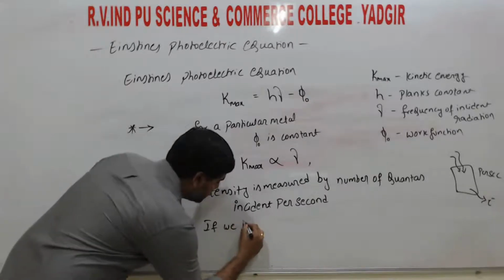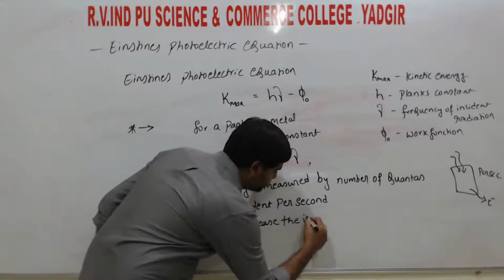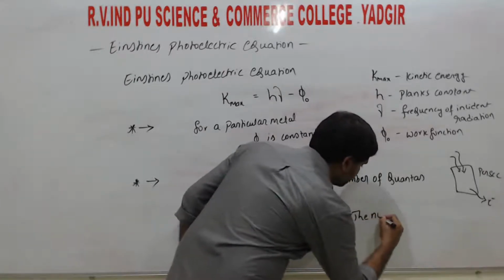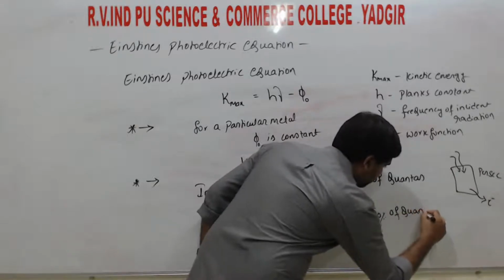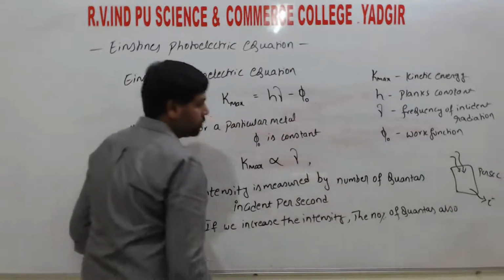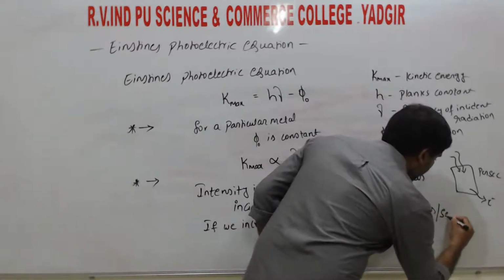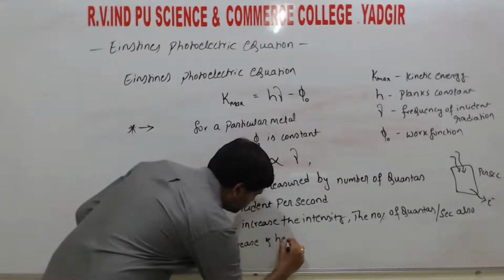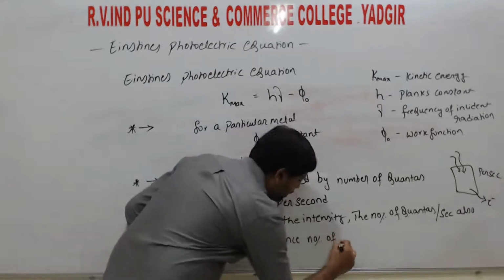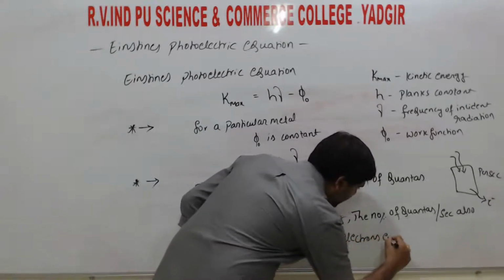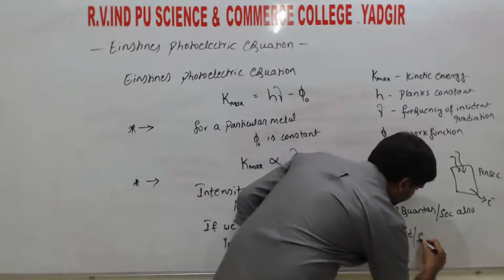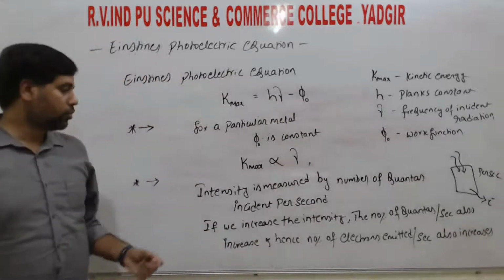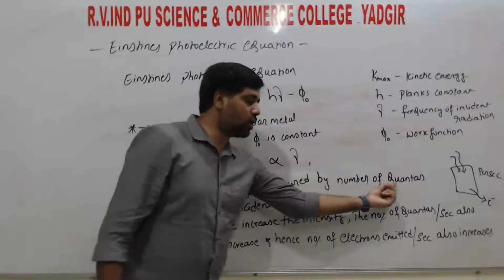So if we increase the intensity, the number of quantas per second also increases, and hence the number of electrons emitted per second also increases, right?